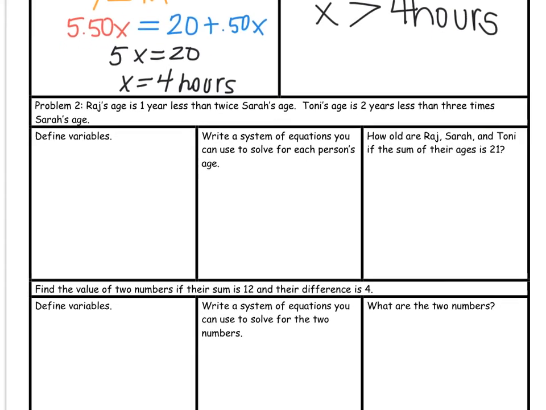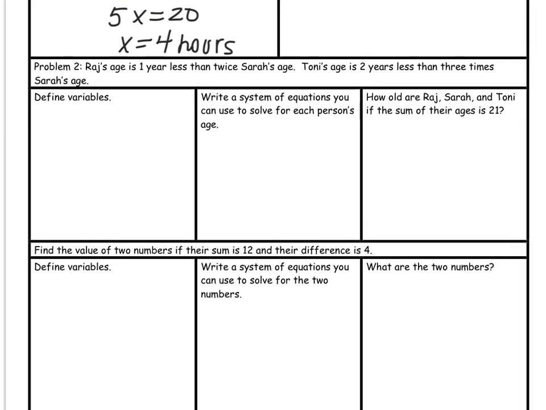Okay, on to number 2. Problem number 2. Raj's age is 1 year less than twice Sarah's age. Tony's age is 2 years less than 3 times Sarah's age. So we want to go ahead once again and define our variables. We're going to let R equal Raj's age. And we're saying that Raj's age is 1 year less than twice Sarah's age. So 2s minus 1, where s equals Sarah's age.